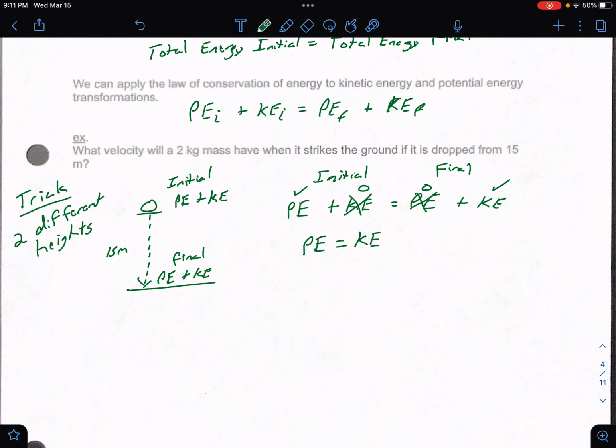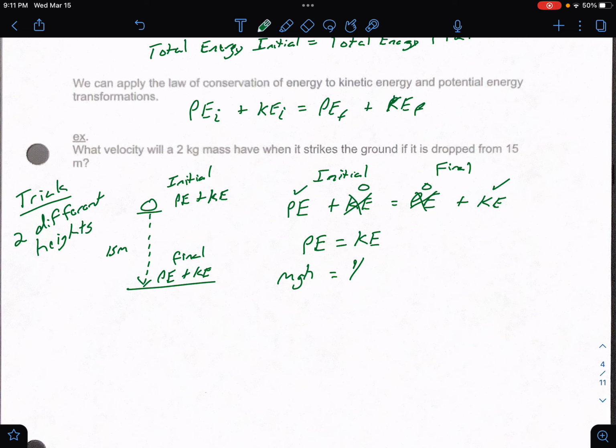Now we just plug in the equations. Potential energy is mgh equals kinetic energy, which is 1/2 mv squared. They both have mass on both sides of the equal sign, so it does not matter. We can cross those off because they would just cancel out anyway. So this really becomes gravity times height equals 1/2 v squared.